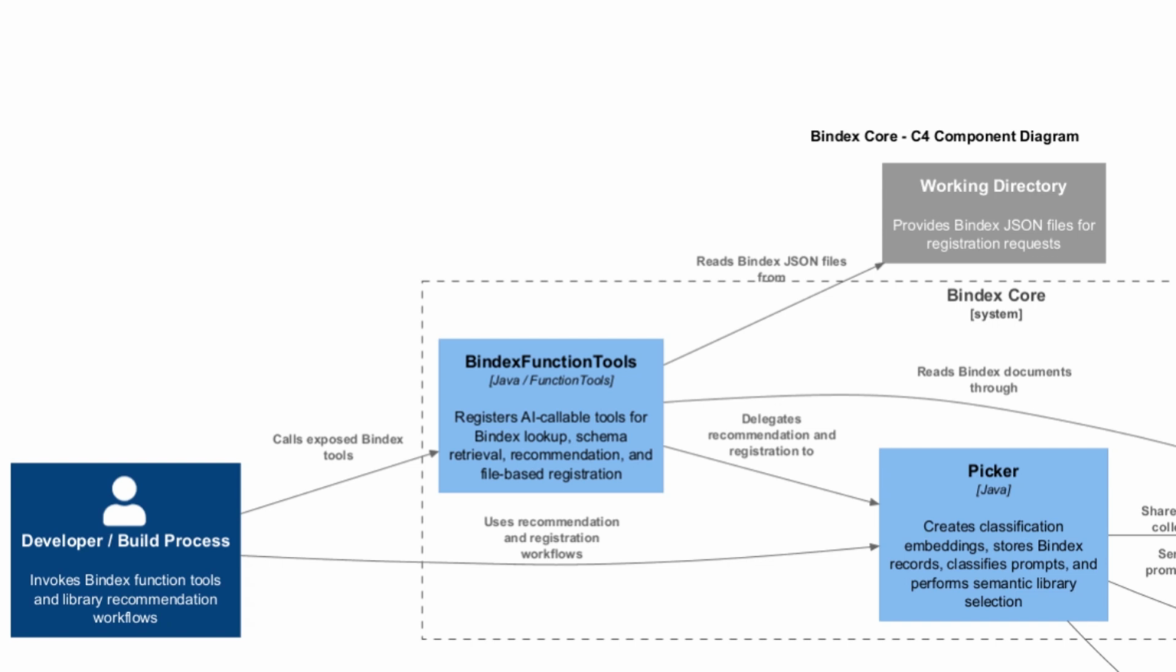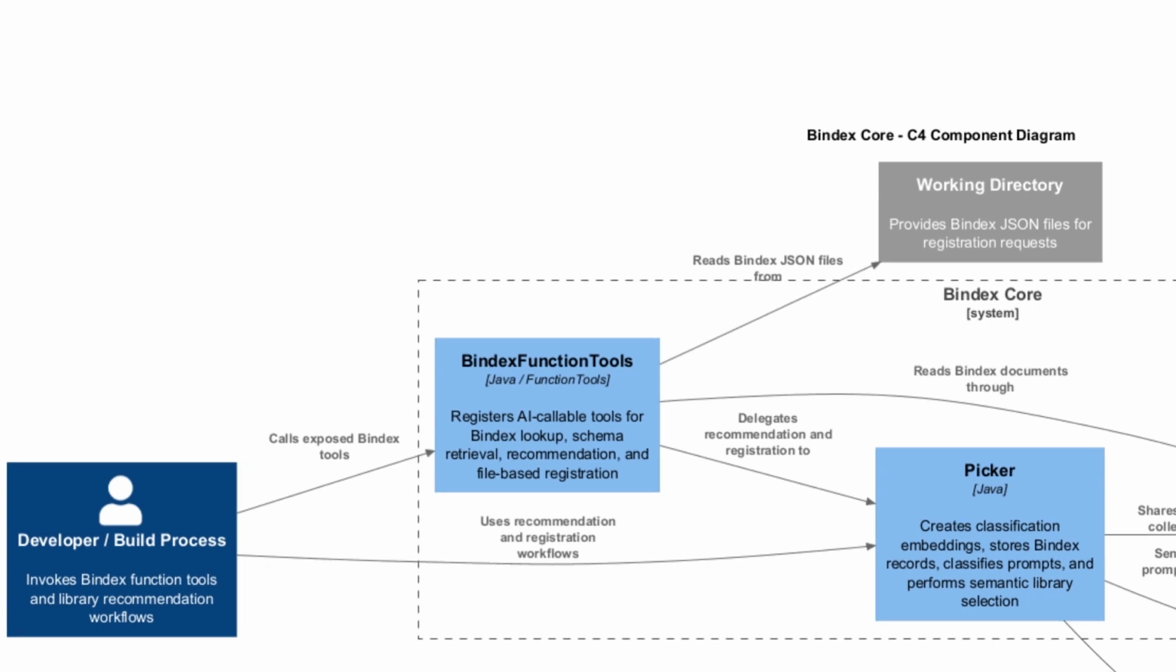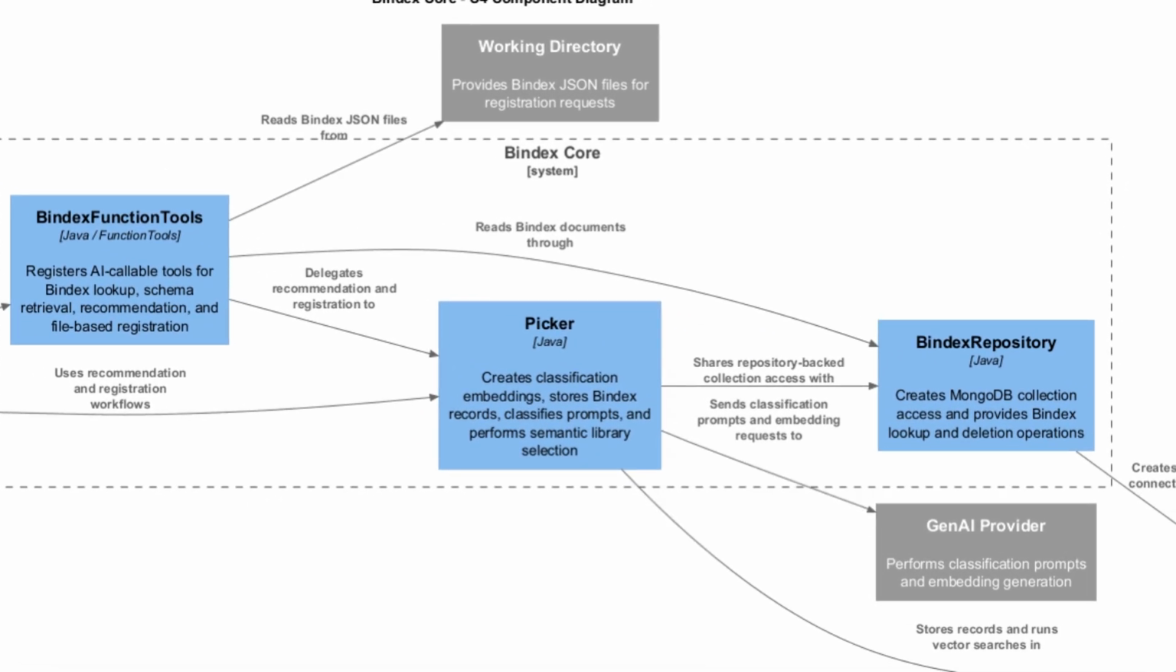The large language model, LLM, can invoke library registration and semantic selection through dedicated tool functions. Bindex function tool serves as the entry point, registering AI tool functions such as get_bindex and pick_libraries. Bindex repository is a vector searchable repository responsible for storing and retrieving Bindex JSON documents. The picker component selects libraries using Bindex, performing semantic searches with embedded AI and vector search capabilities.